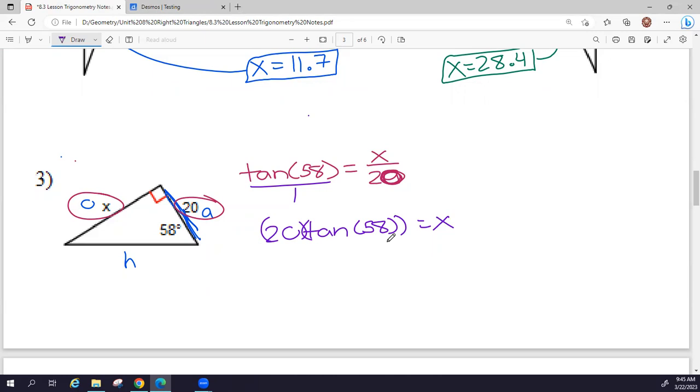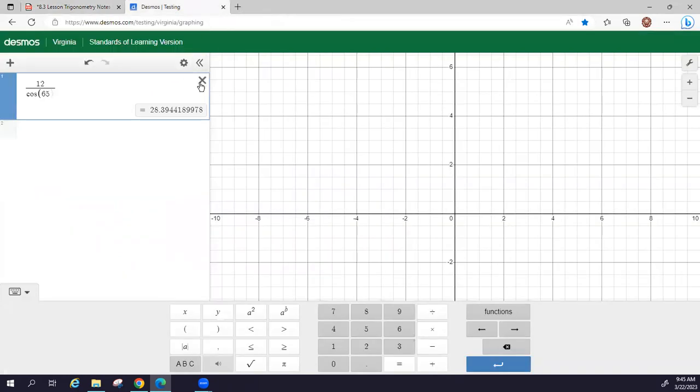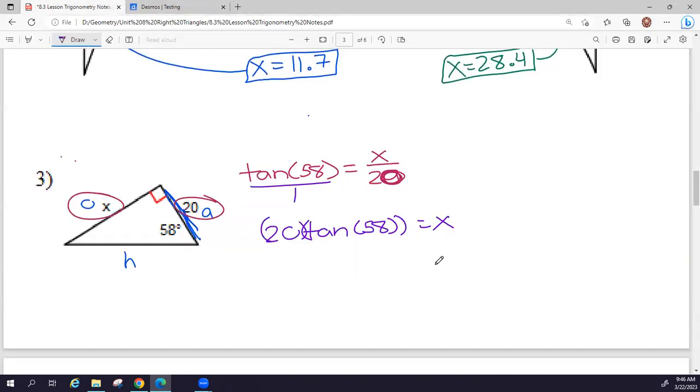So what's nice is we could just put this into our calculator straight away. 20 times tan 58. So 20 times, and in our functions, we click tangent 58. And that's pretty darn close to 32. We're going to call x 32, rounding.